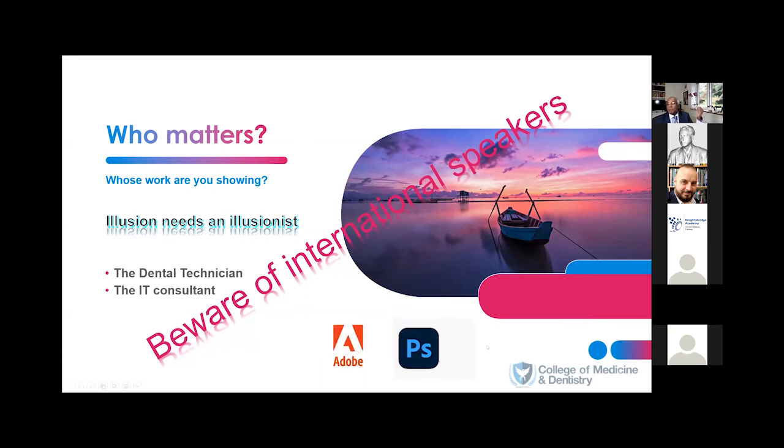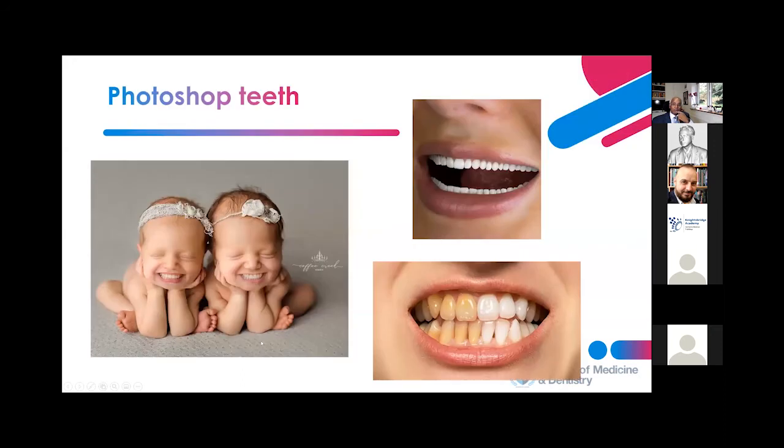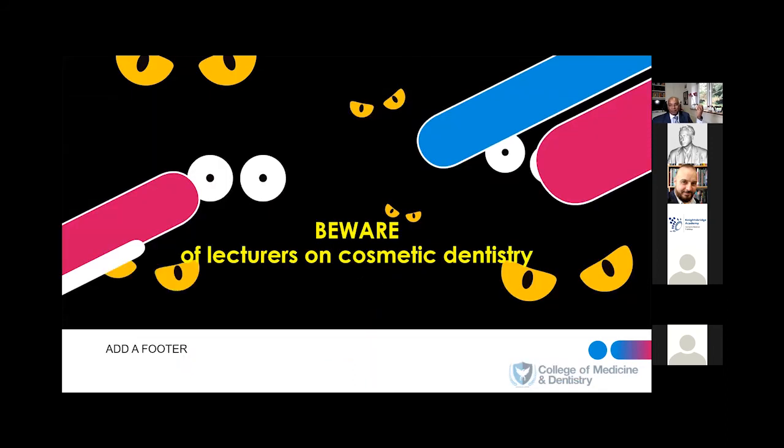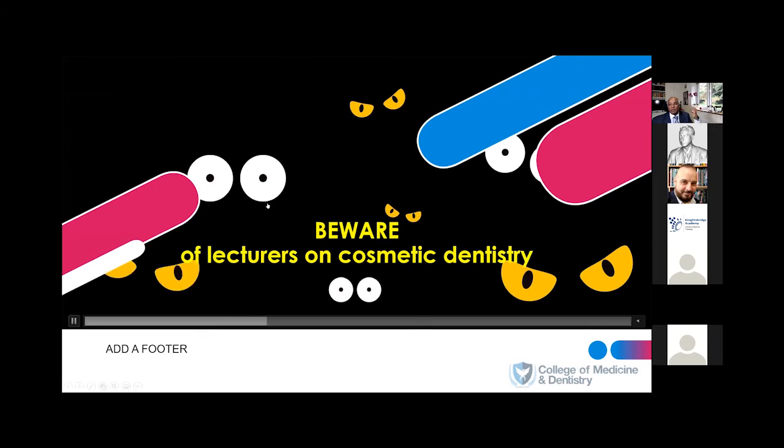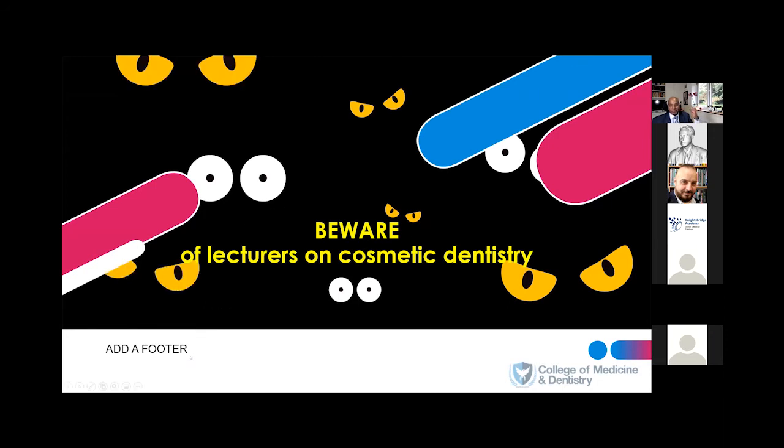Yes, Adobe Photoshop is fantastic. When you finish our course, go and buy this. Maybe you might have to adjust one or two of your works. You see, Photoshop teeth: you have to take a double look to see that they have been Photoshopped. The art of this is phenomenal. Beware of lectures on cosmetic dentistry. Yes, the art of deception. What you see is not what you get.